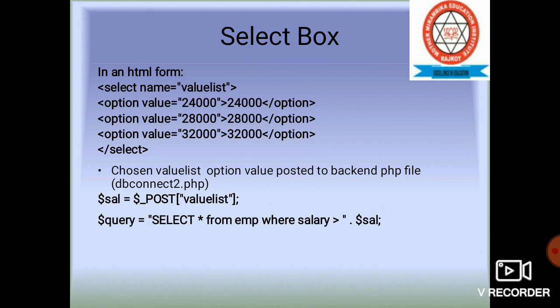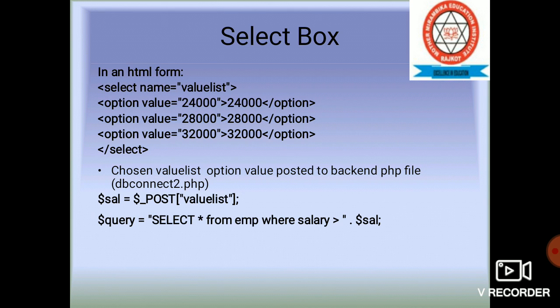The code for that, in the HTML code we have to give the select tag and option values. Here three options will be given. You can give as many as you want, and in the last the select tag is closed, then $cell equals $_POST['valuelist']. Valuelist is the name of the select control.